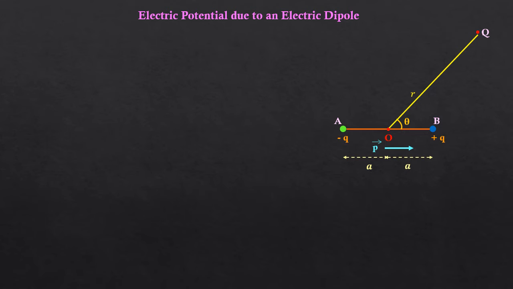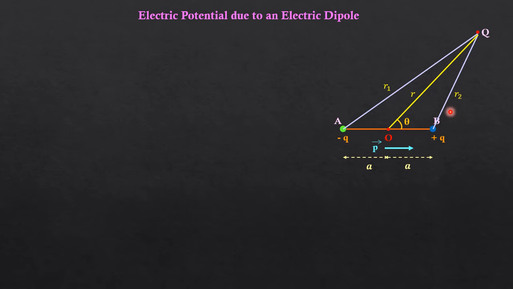Now we have to find the potential at point Q due to this dipole. As we have two charges in the dipole, minus Q and plus Q, we have two potentials at point Q. And to find the total potential, you have to add these two potentials. So the first potential is due to plus Q charge, the second potential is due to minus Q charge. So first let's define the distance from plus Q and minus Q to point Q. So the distance from point B to Q is represented by R2, and the distance from A to Q is represented by R1. So we have these many parameters: R1, R, R2, theta and A.